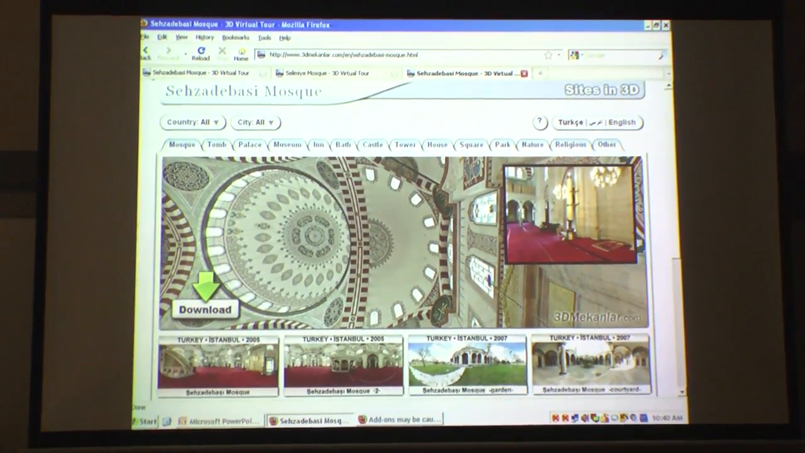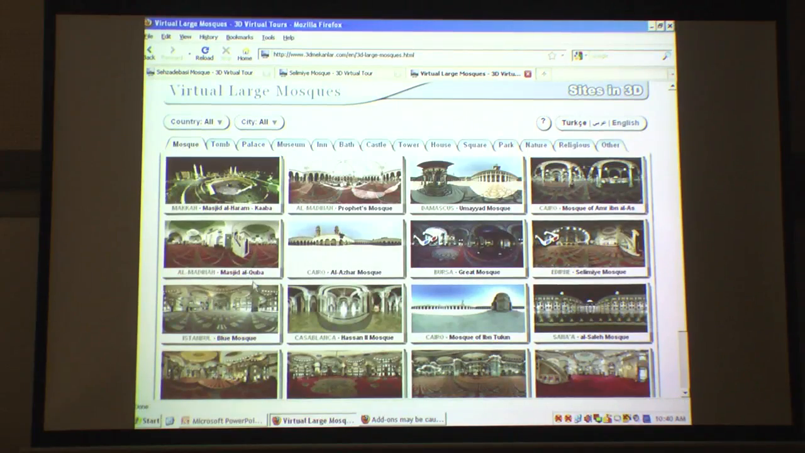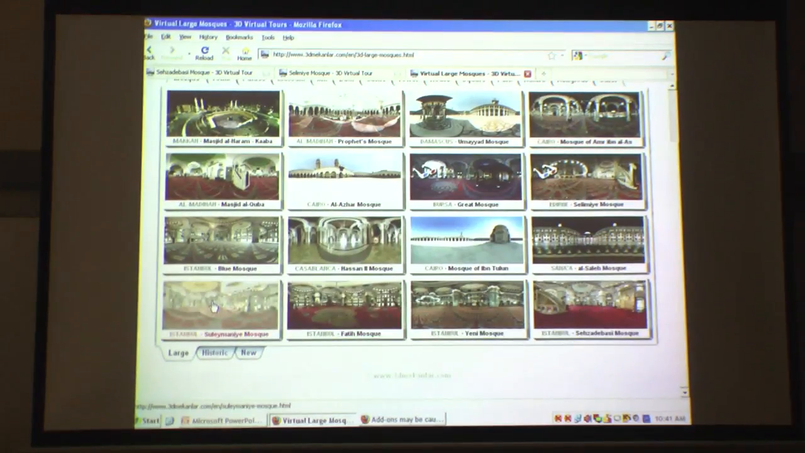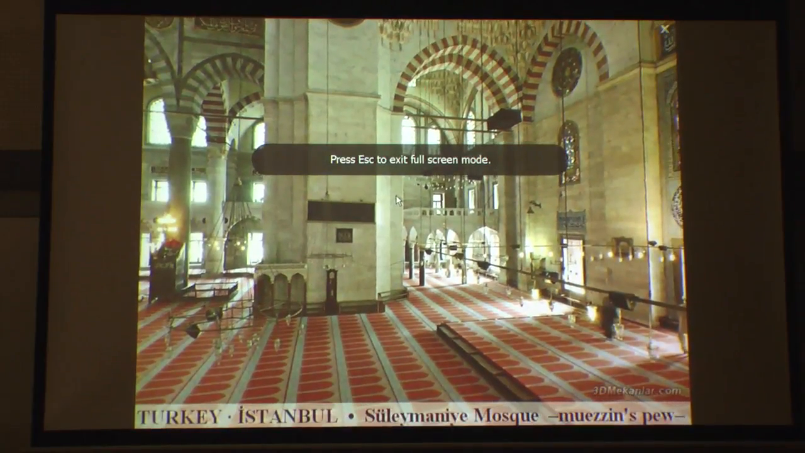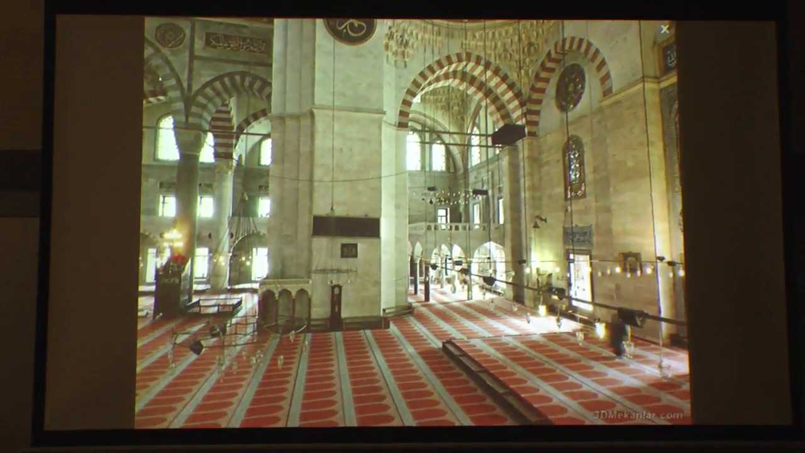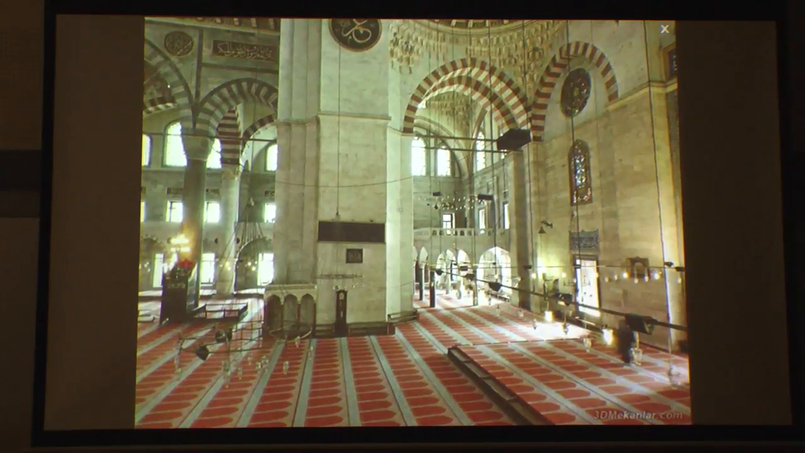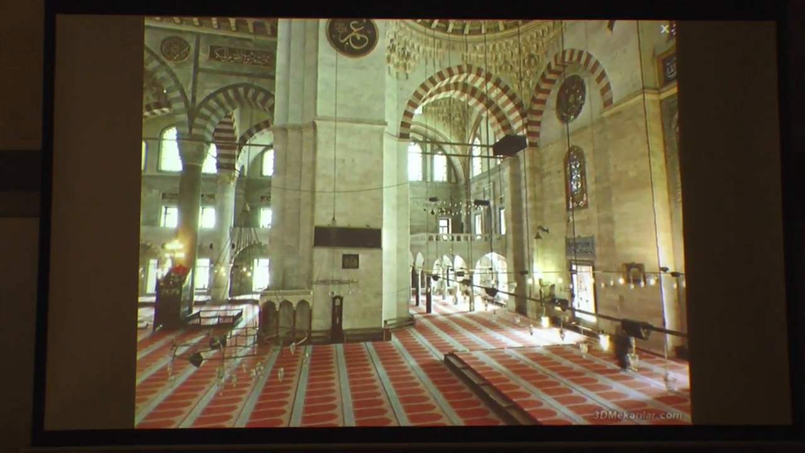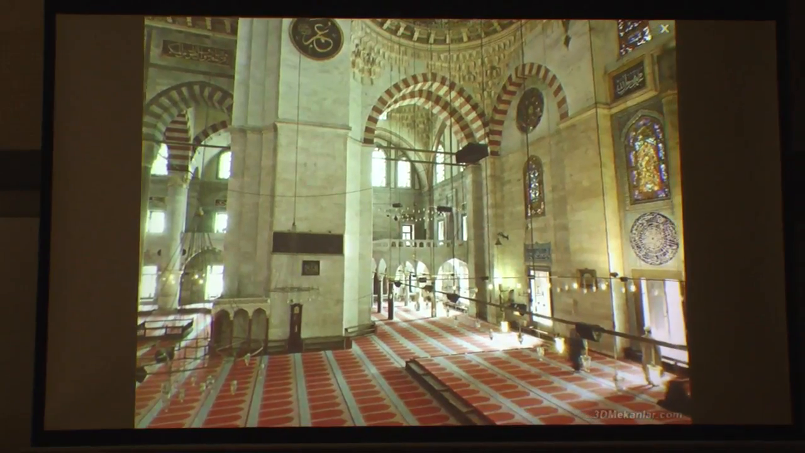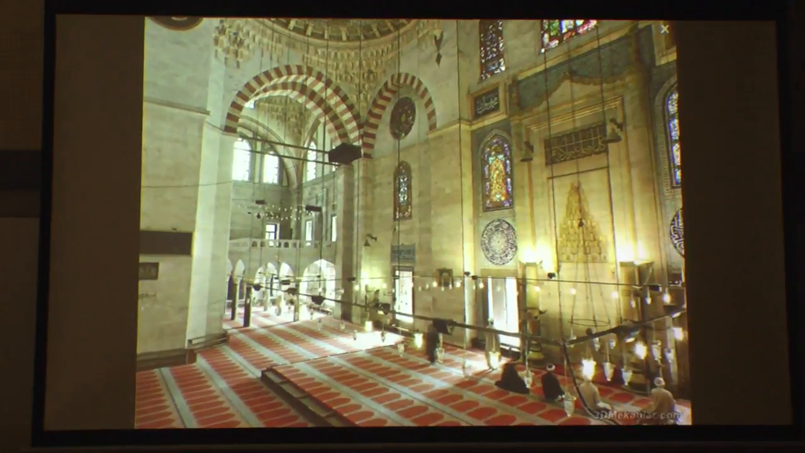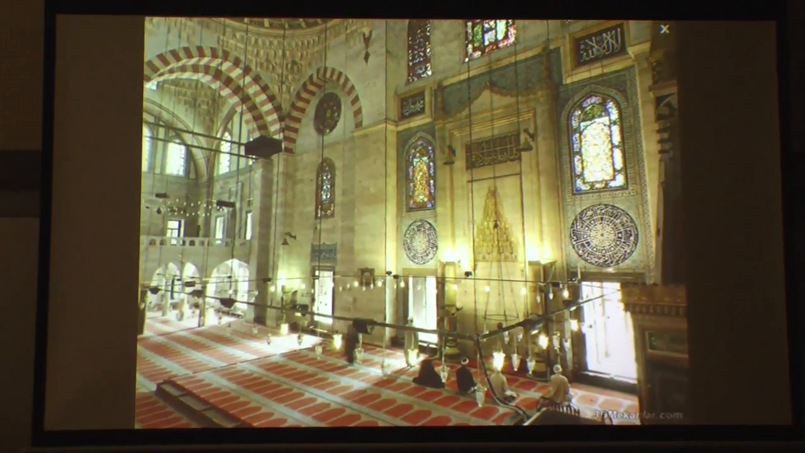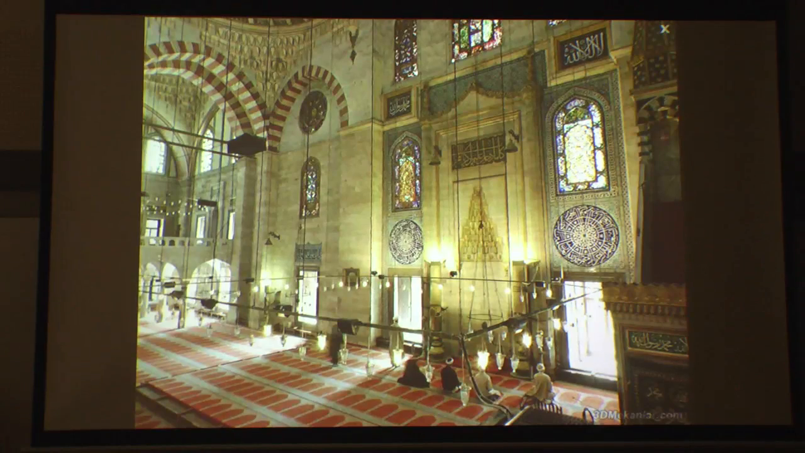Let's go back to the list of mosques that we have here. Not too difficult to guess which wall this is we're looking at. This is the Qibla wall. So you have the mihrab here.